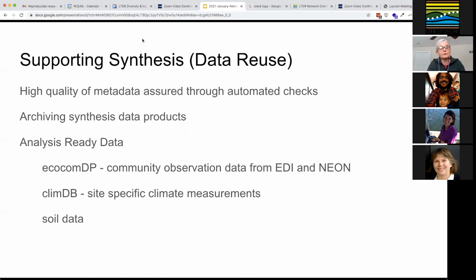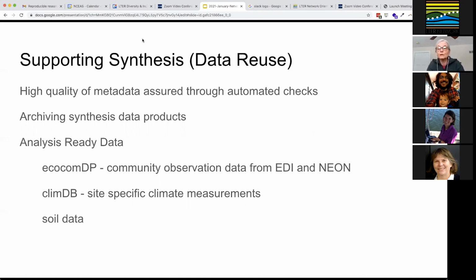One area that we've been working in and are very carefully stepping into is the analysis ready data. It's a concept that comes out of the remote sensing community, where the remotely sensed data always have to be processed before they are ready for analysis. In ecology, that's a little harder because every data set has to be treated a little differently.